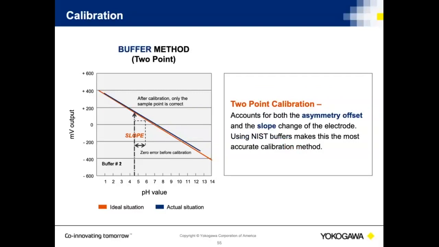2-point calibration. What a 2-point calibration does is establish both your zero and your slope of the line to match a properly calibrated instrument. Zero is also known as a symmetry offset in some analyzers.